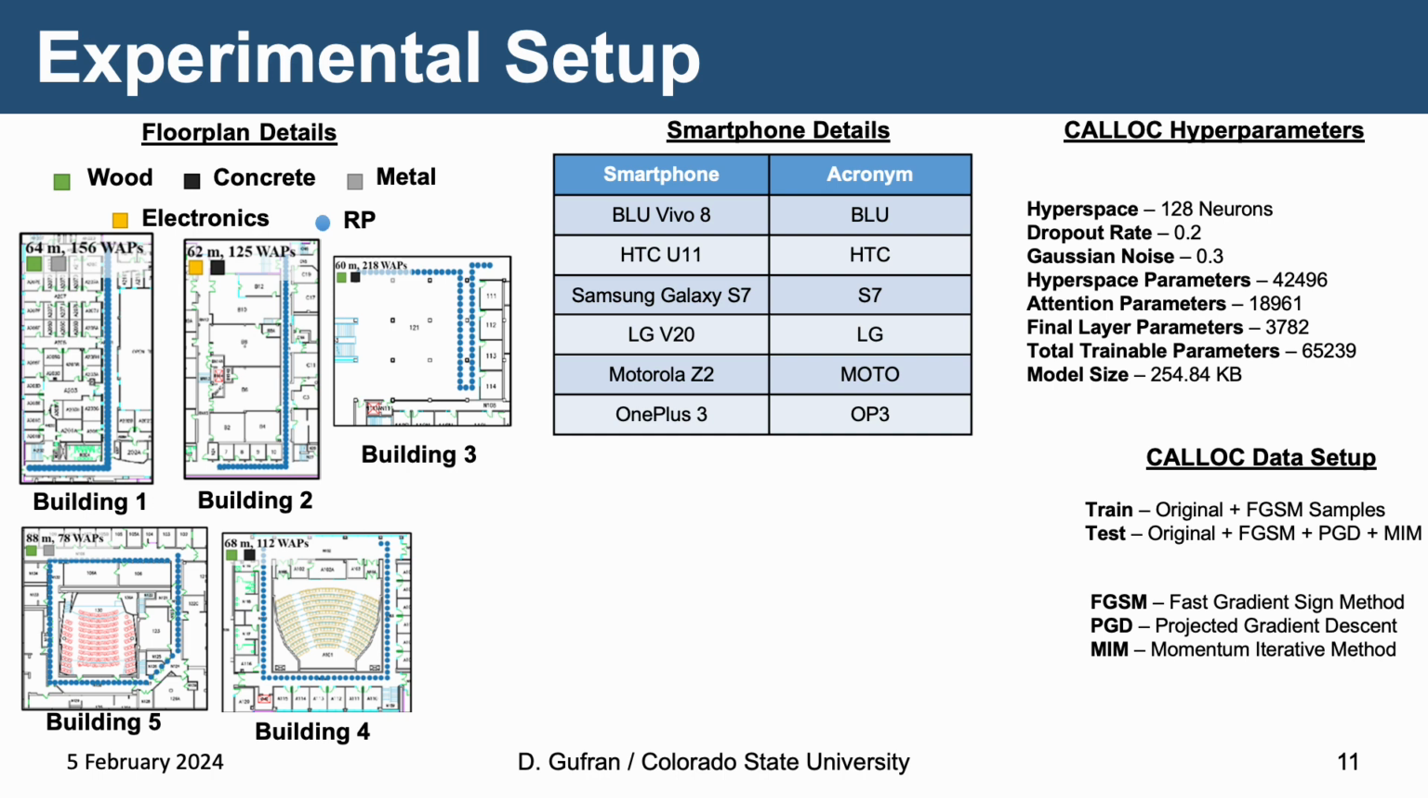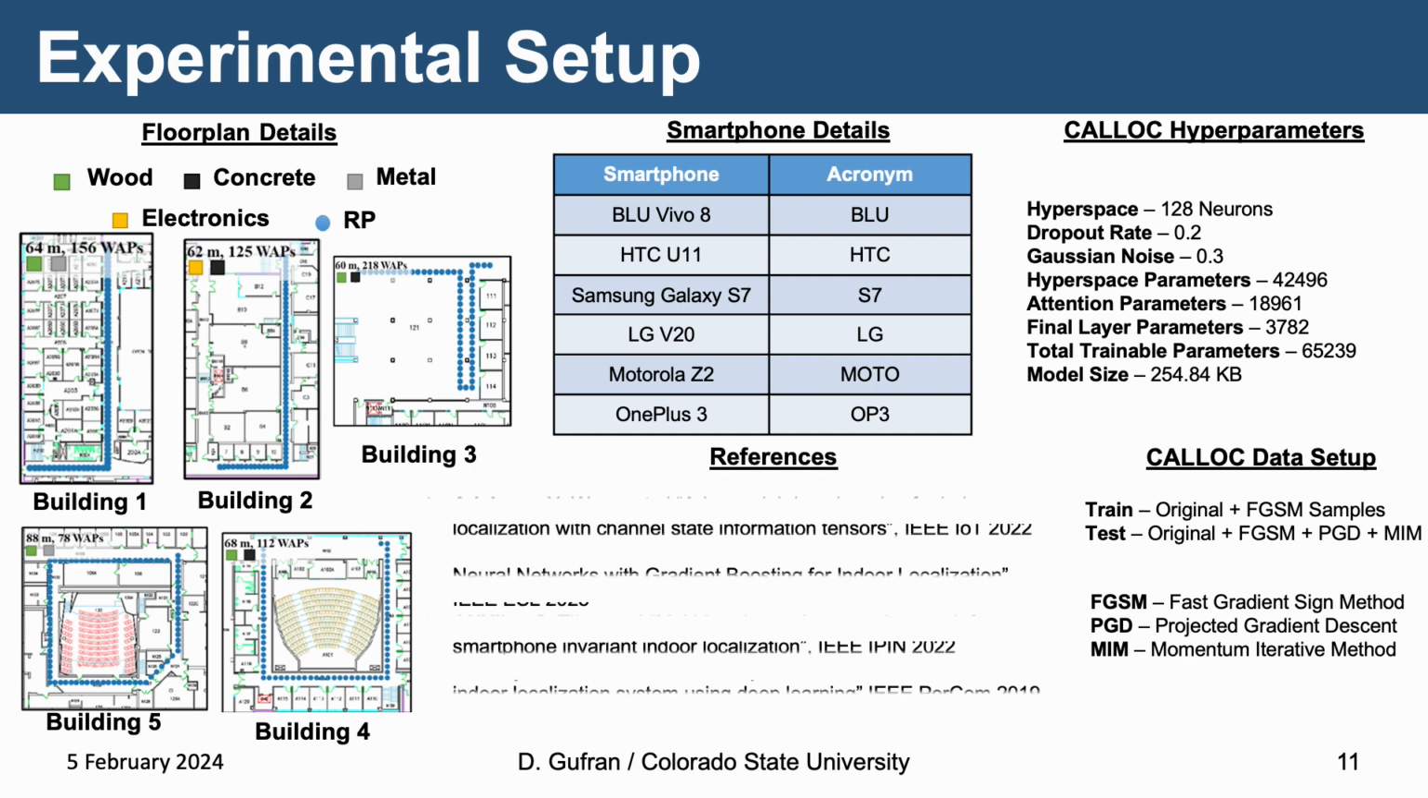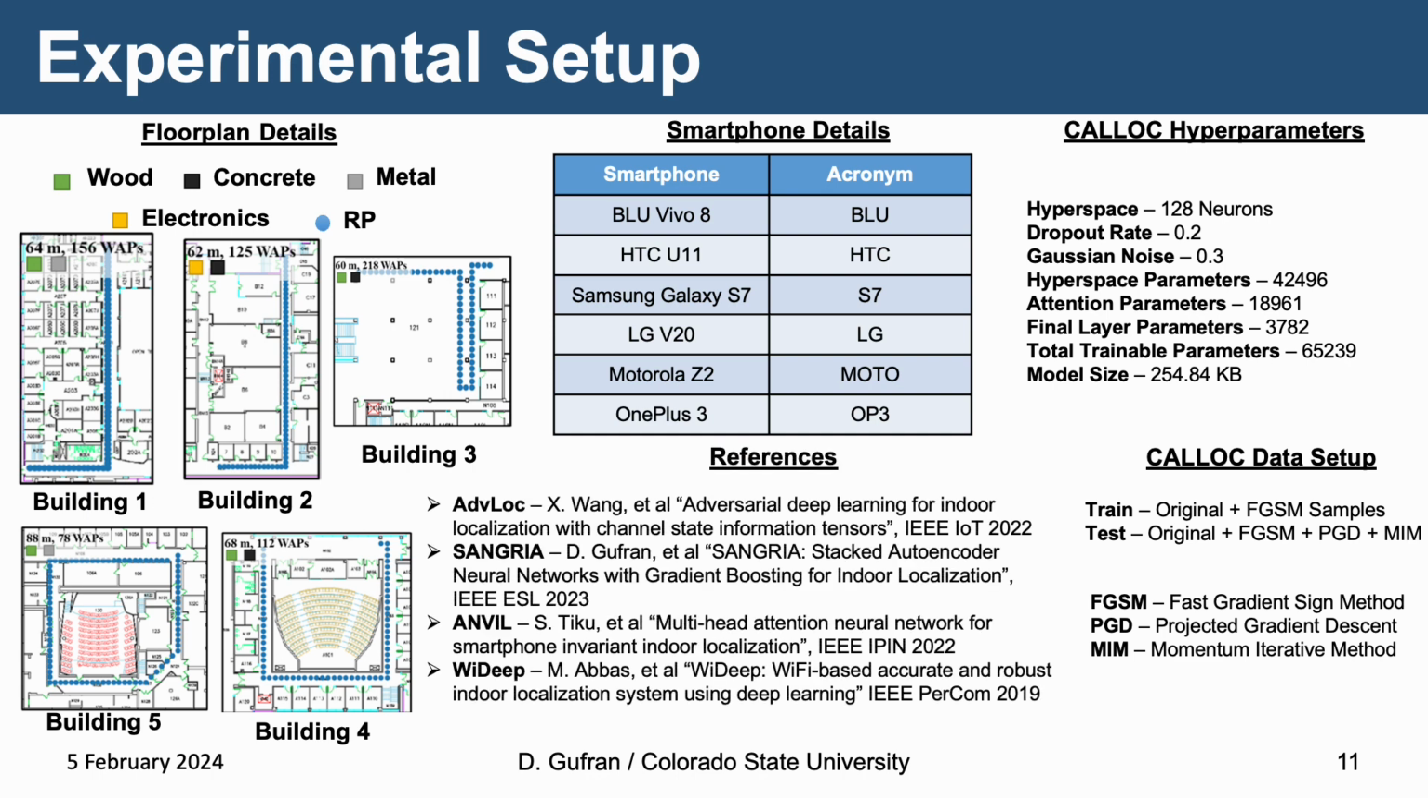Subsequently, the framework was tested on real-world RSSI fingerprints, including the presence of adversarial attacks generated using FGSM, PGD, and MIM. To evaluate CALLOC's performance, we established baseline models from previous works, including Adversarial, Sangria, Anvil, and YDeep. Notably, Adversarial is the only prior work specifically addressing adversarial attacks, while the others are designed for achieving high localization accuracies even in the presence of external noise.